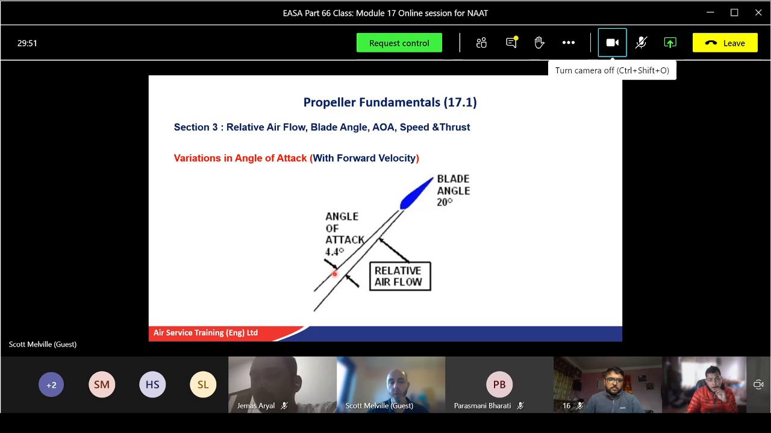Why do you think that's happened? The speed is still the same, still rotating at the same speed. We've not changed the angle of attack of the blade physically, but by moving the aircraft forward, the angle of attack has now decreased. Anybody think why that could be?